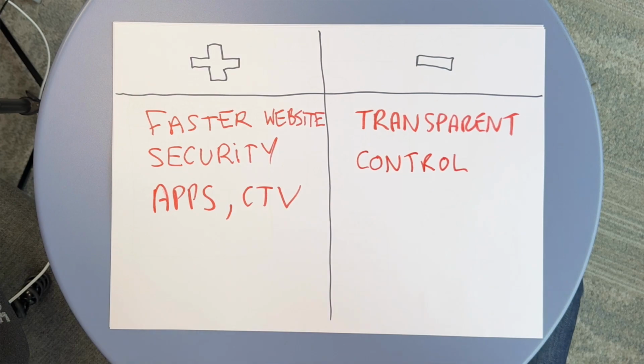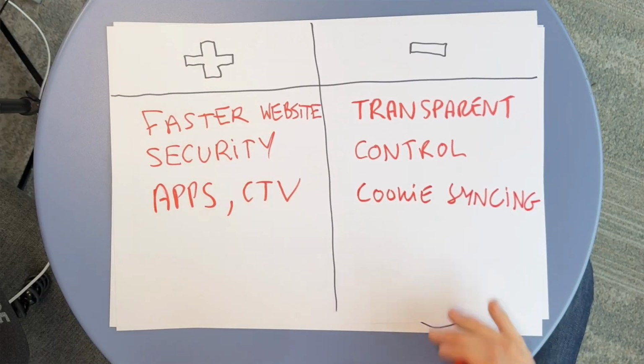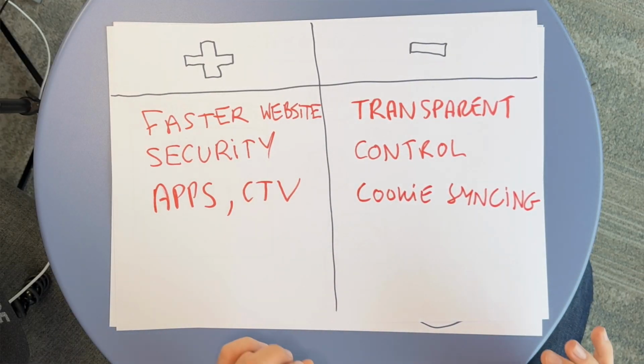Same thing for control. If the Prebid library is loaded on an external server, you might not have the same level of control rather than having it on your website directly. But the biggest flaw of Prebid server is cookie syncing. And this requires more explanation.